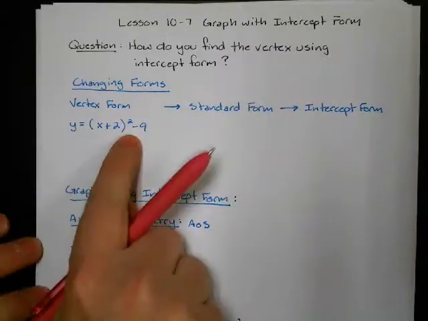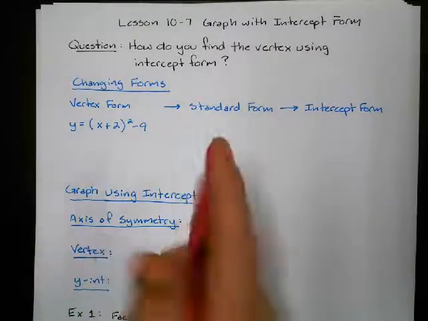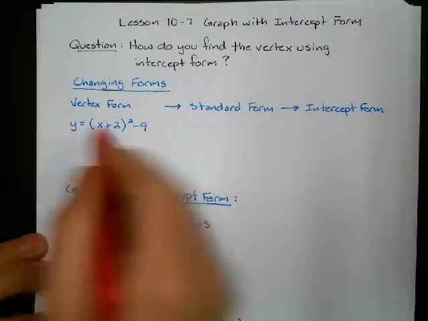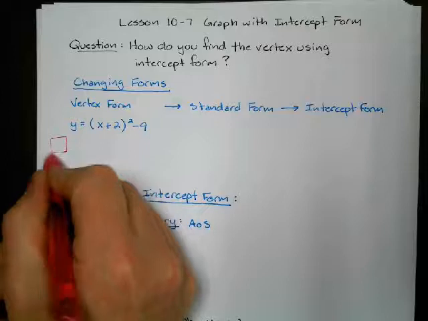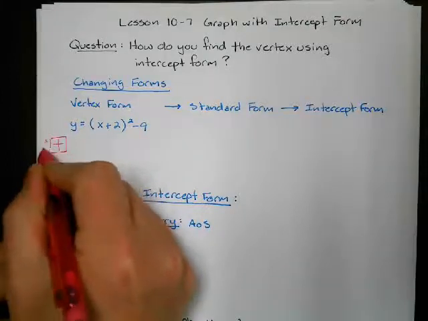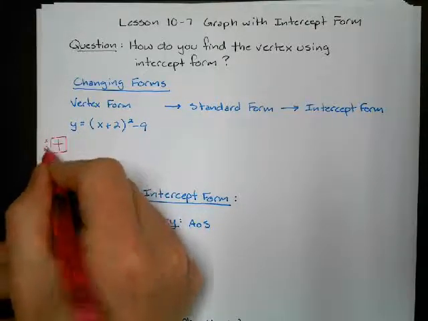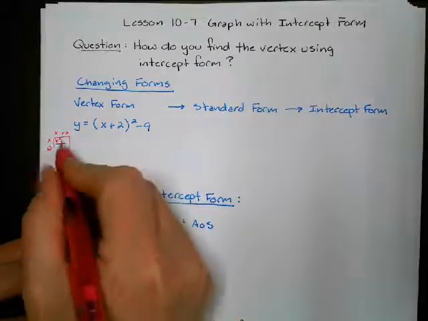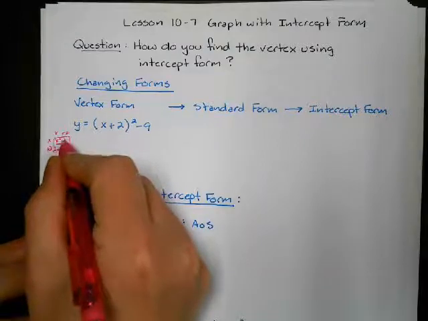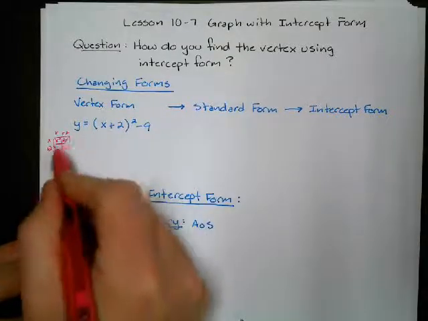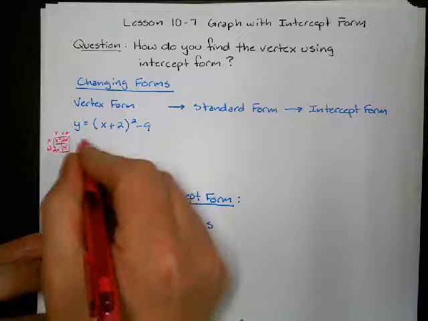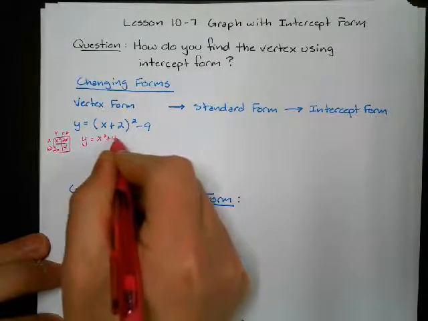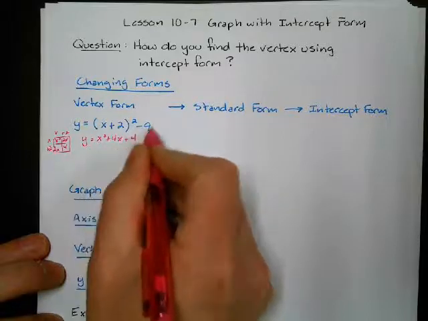Let's say that we get started with vertex form, which gives us our vertex. We can multiply x plus 2 times x plus 2. So I'd get x squared, I'd get 2x, 2x, and 4. So I got like terms in a little peanut right there. So this is y equals x squared plus 4x plus 4, and then minus 9.